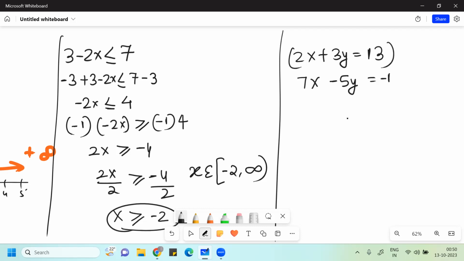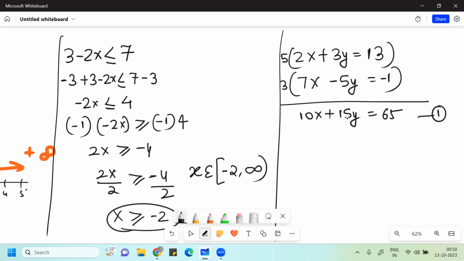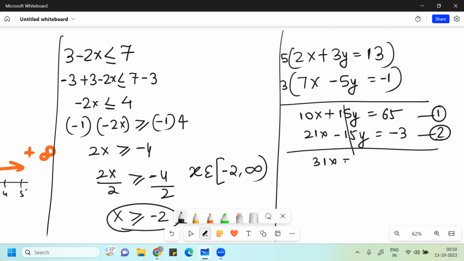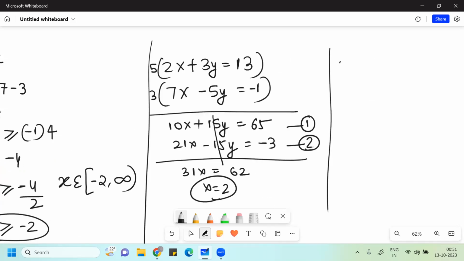I'll multiply the first with 5 because the LCM is 15, and the second I'll multiply with 3. If I do this, I get 10x + 15y = 65, 13 fives are 65. This is my first equation. My second equation is 21x - 15y = -3. If I add them, y gets cancelled. Then 31x = 62, so the value of x would be 2, since 31 twos are 62.